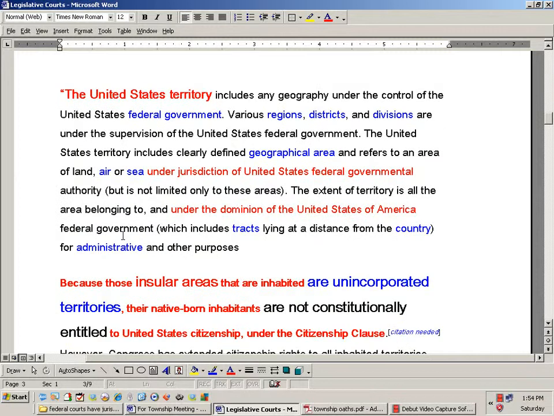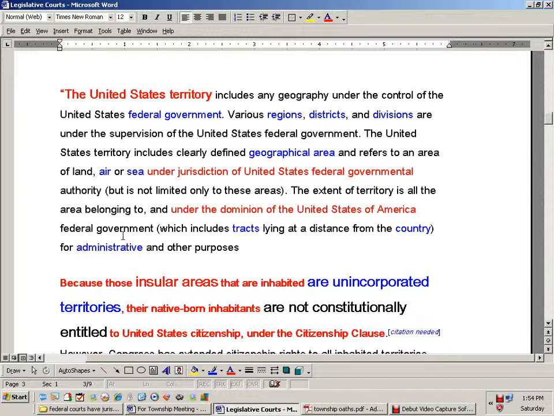The United States territory includes any geography under the control of the United States. So a territory of geography, right? So it's a territory and it's under the federal government. That includes various regions, districts, and divisions under the supervision of the United States federal government. The United States territory include clearly defined, again, territories, and refers to an area of land, air, or sea under the jurisdiction of the United States federal government. All these are lowercase federal governments. Authority, but not limited only to these areas.